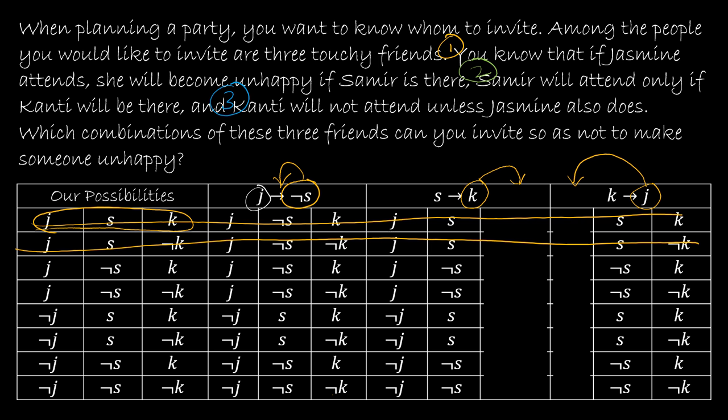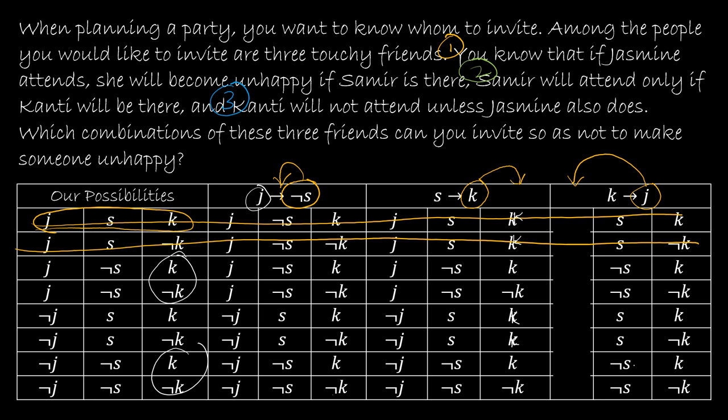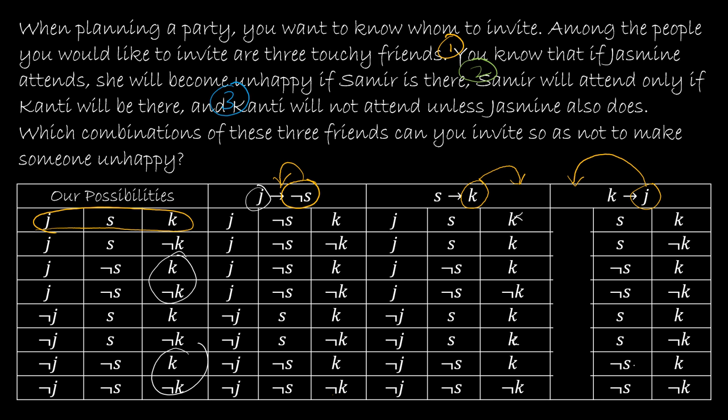So S implies K. Again, that means if S is true, then K is going to be true. So I'm going to go ahead and fill in these. And then if not S is true, then we're just going to write whatever was here already in the K's. So again, I'm going to just uncover those to make it a little bit easier. And I think that's just going to keep happening. So I'm just going to keep this crossed off and this crossed off.